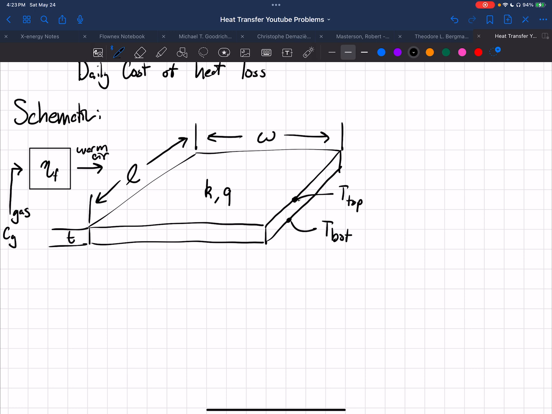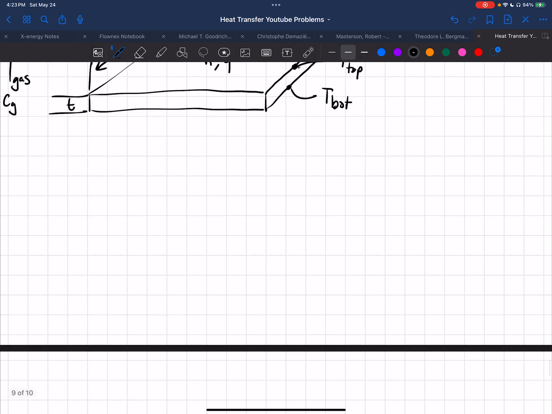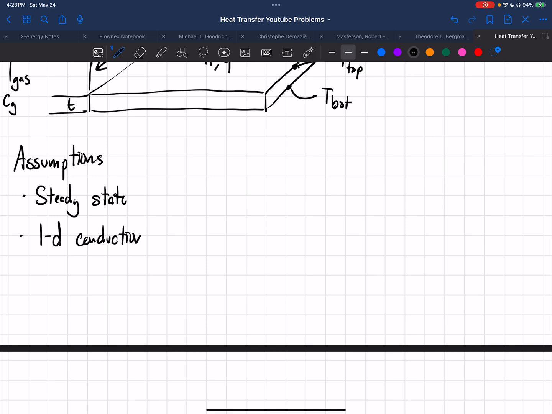So now that we have our schematic, let's take a look at our assumptions. So what are our assumptions for this problem? Well, number one, we're going to have to assume steady state. We're also going to assume one-dimensional conduction. We don't have any information about convection or radiation, so we wouldn't be able to take it into account anyways. And the last thing is constant properties. So things like the thermal conductivity of the slab and the efficiency of the furnace, we're going to assume do not change. So that's our setup.